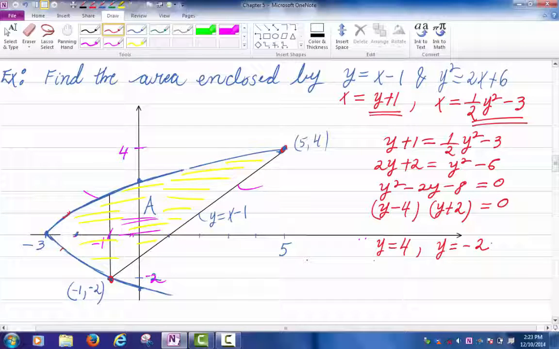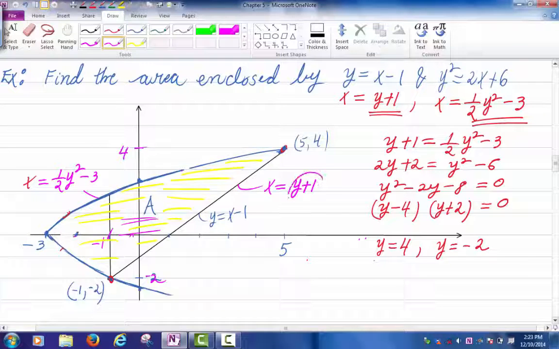This region is bounded on the left by the graph of a function of y. Well, what is this blue curve? The blue curve is the function x equals what? Half y squared minus 3, and it is bounded on the right side by the function y plus 1. So this is my x2 of y, and this thing here is my x1 of y.